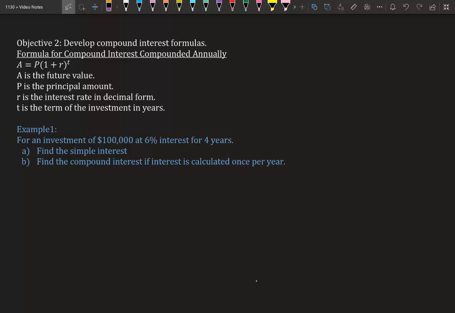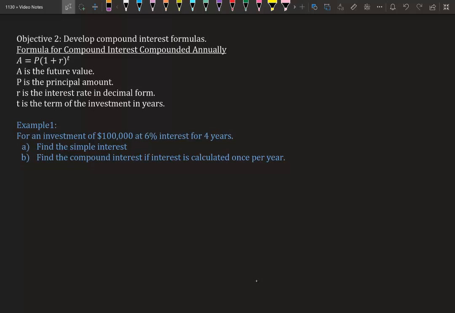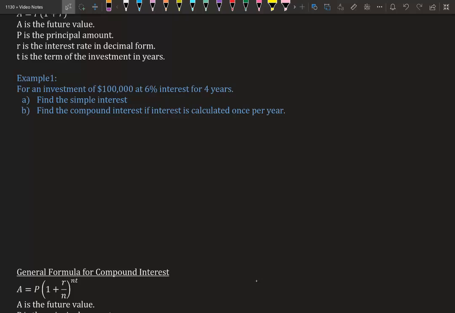Develop compound interest formula. So A equals P times (1 plus R) to the power of T. A is your future value, P is the principal amount, R is your interest rate in decimal form, and T is the term of the investment in years. For an investment of $100,000 at 6% interest for 4 years, find the simple interest and find the compound interest if interest is calculated once per year.